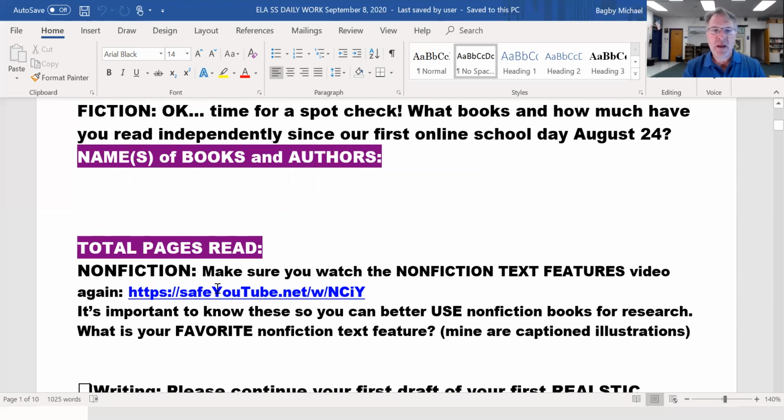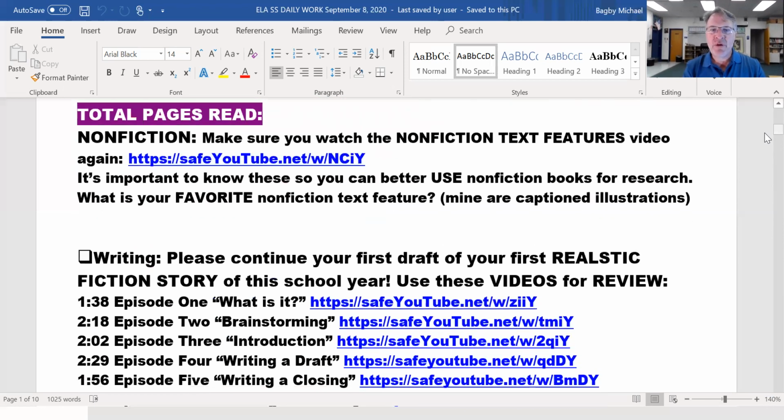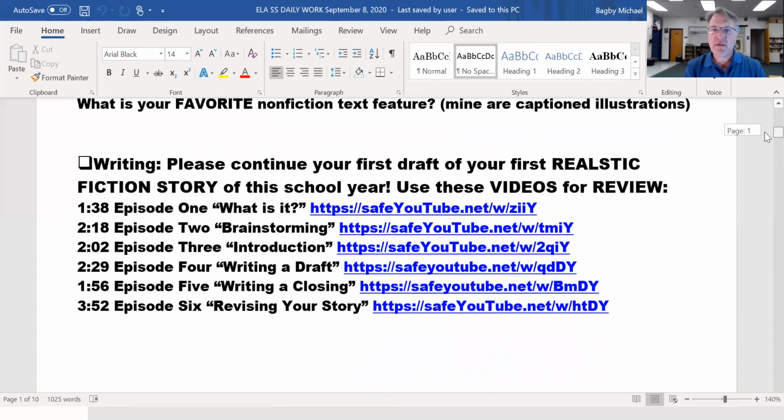Total pages read. Nonfiction, make sure you watch the nonfiction text features. That was put up there last Friday. It's important to know these so you can better use nonfiction books for research. And what is your favorite nonfiction text feature? Mine are illustrations, captioned illustrations that tell you what you're looking at. Not just pictures, but they have to have captions with them.